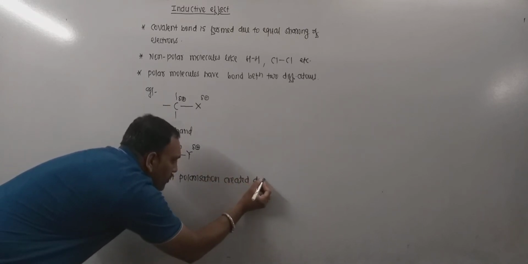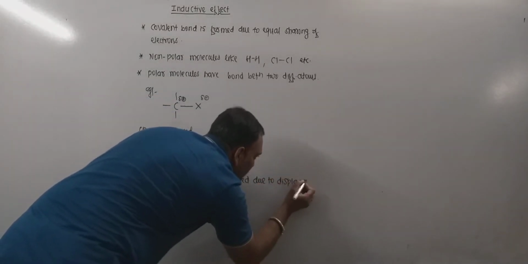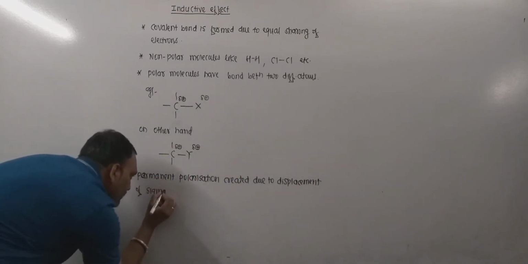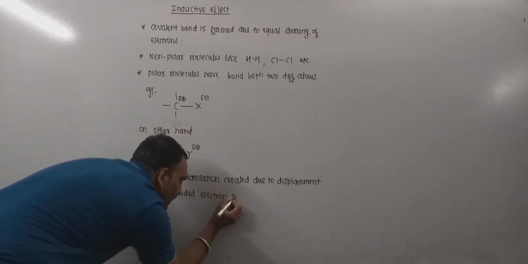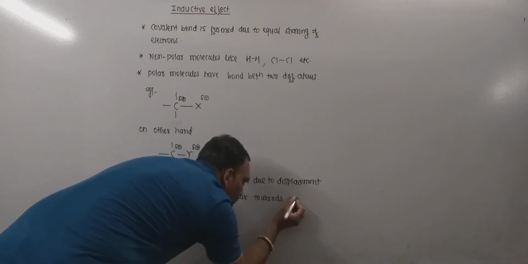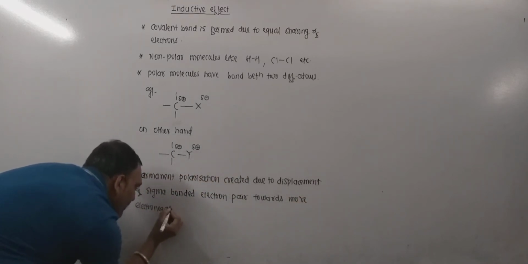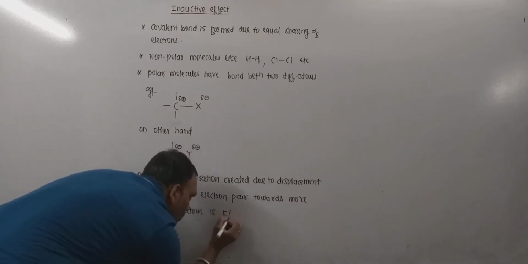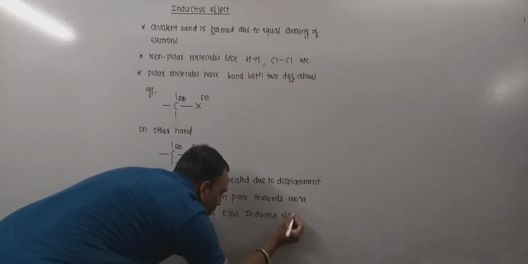created due to displacement. Due to what? Displacement of the sigma bonded electron pair towards a more electronegative atom is known as, what? Inductive effect. It is known as the inductive effect.